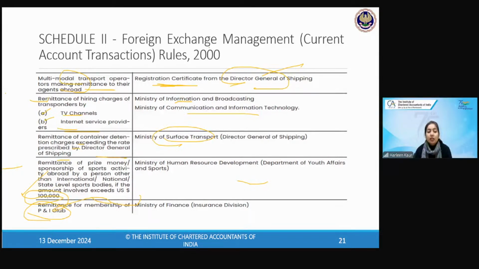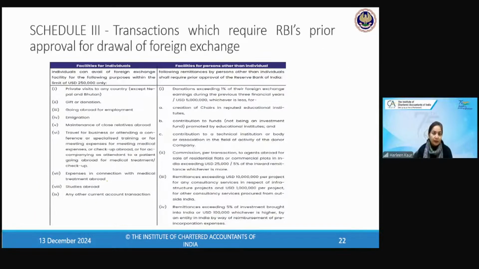Okay. So membership fees for protection and indemnity means whatever protection, indemnity, insurance you have taken for your ships and other things, the Insurance Division's approval of the Ministry of Finance is required for this kind of payment. Is that clear? So we have done all the facilities related to the donations, approvals required by the central government and the prohibited transactions, current account transactions.